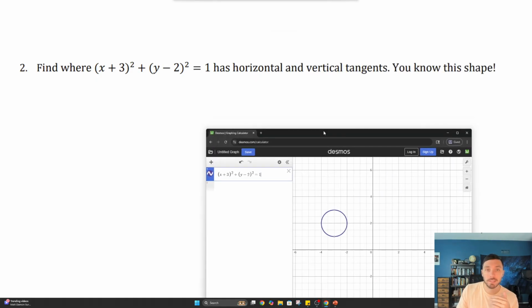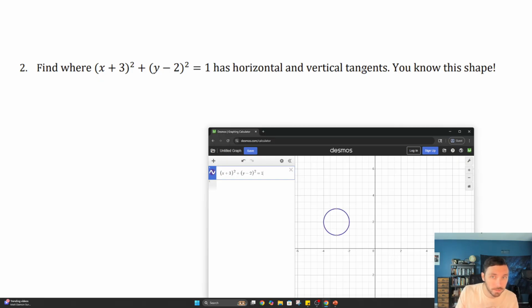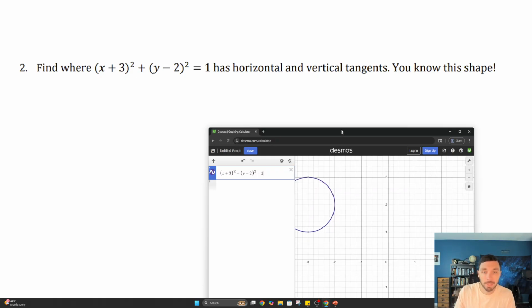Okay, so let's think about this through the language of horizontal tangents and vertical tangents. Horizontal tangent is when your slope is horizontal. Vertical tangent is when your slope is vertical. So looking at this circle, how many times does it appear?